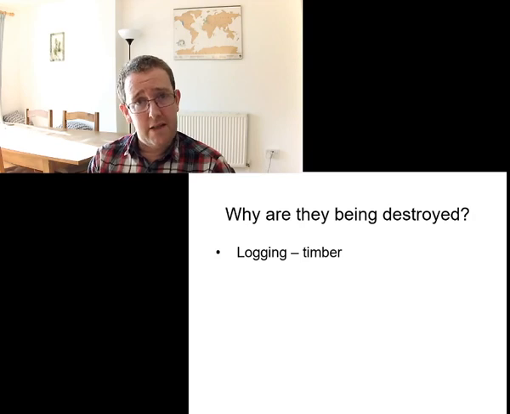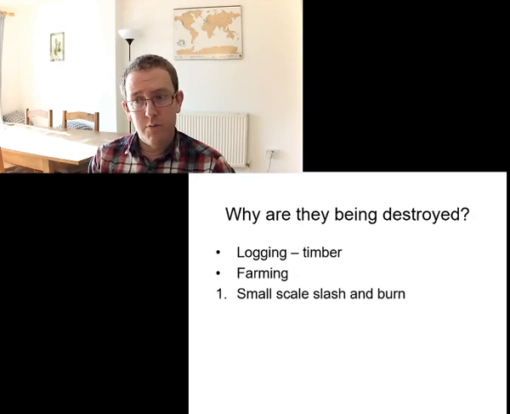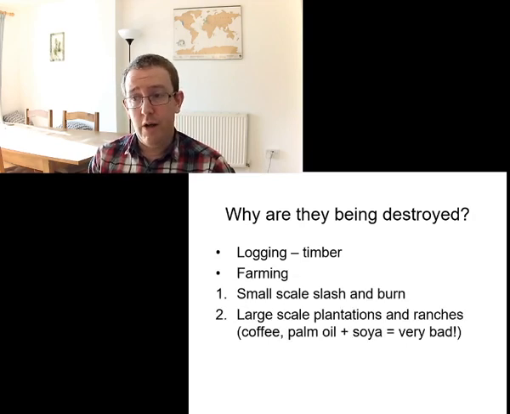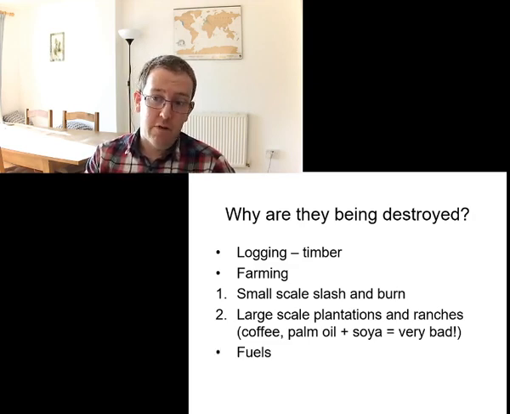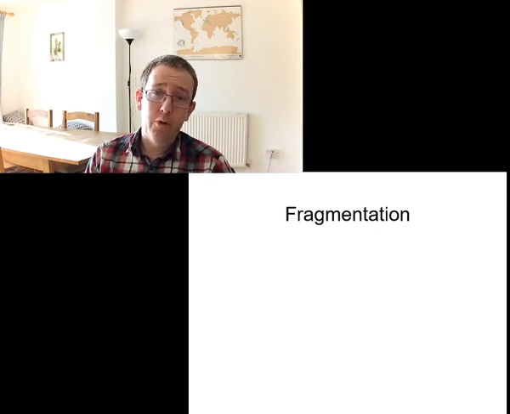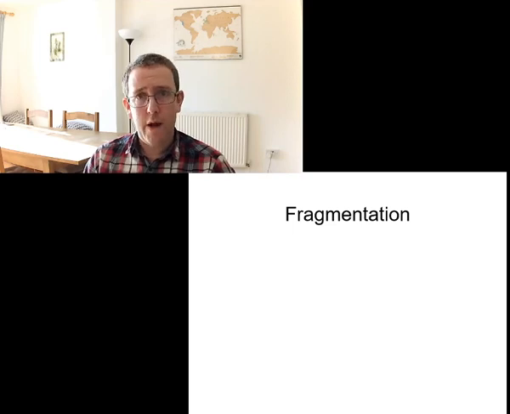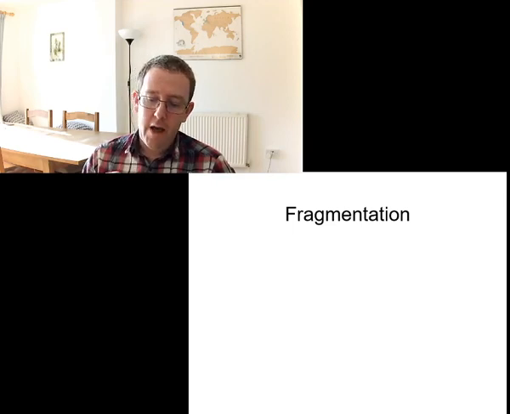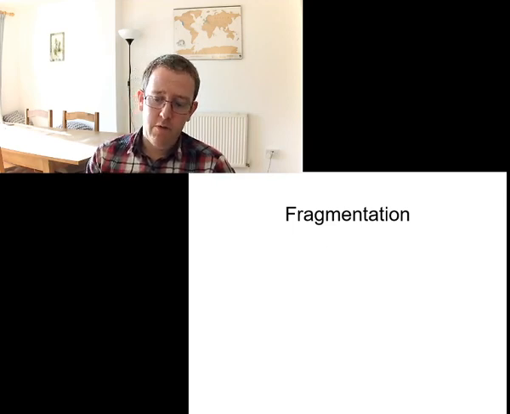Of course, logging is an issue. Farming, small-scale slash and burn farming is a big issue, and then obviously large-scale plantations like ranches. So, for example, coffee, palm oil, soya, cattle ranching, of course, are all very, very bad. But this boils down to money. Okay, so biofuels as well. Boils down to money, and if you give people other things to do with their time and other ways to make money, then you find they're actually very, very willing not to chop the forest down, which is a good thing for everybody.